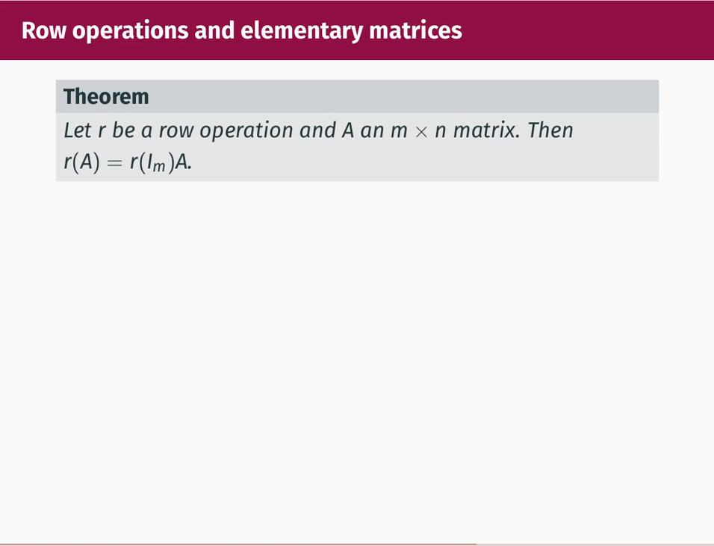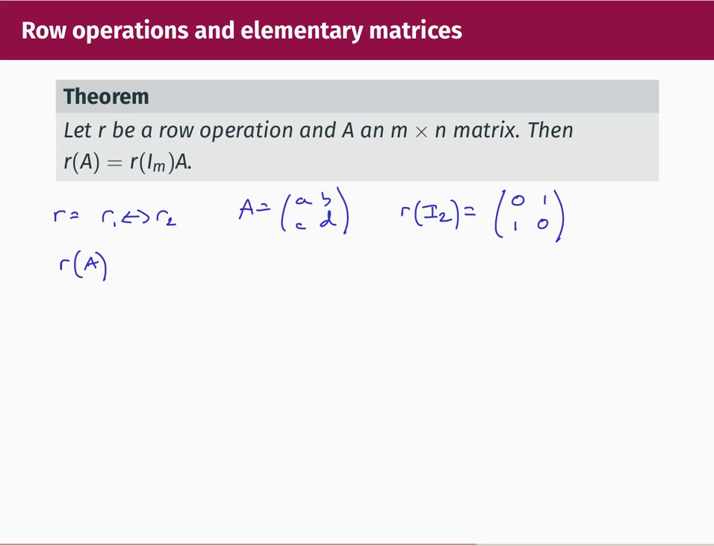So let's look first at the 2 by 2 case, so m equals n equals 2, and we will take R to be the row operation which swaps row 1 and row 2. We'll let A be a general 2 by 2 matrix, A, B, C, D. We also need to know what the elementary matrix corresponding to R is. So that's R applied to the 2 by 2 identity, and actually we've already seen that what you get when you do this is 0, 1, 1, 0. What the theorem claims is that doing R to A should be the same as left multiplying A by R of I2. So let's work both of those things out.